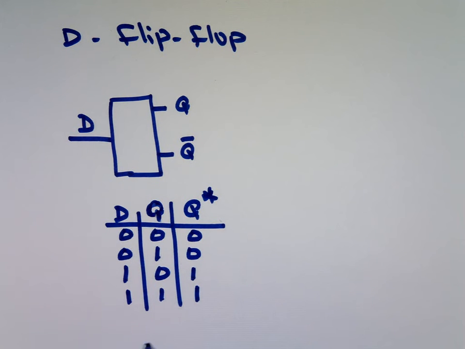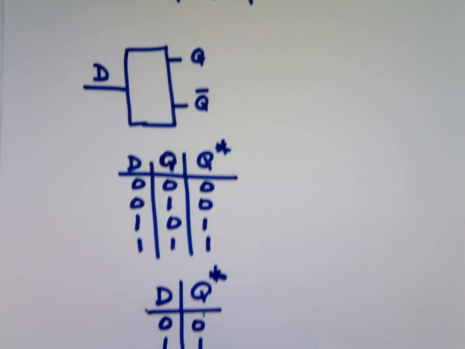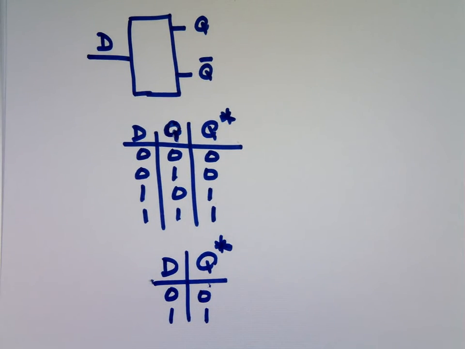So basically, if you want to summarize the truth table in a different way, when D is 0, you get a 0. When D is 1, you get a 1. As simple as that. Now, we have other flip-flops. We have JK flip-flop, SR flip-flop. So let me talk about the SR flip-flop.